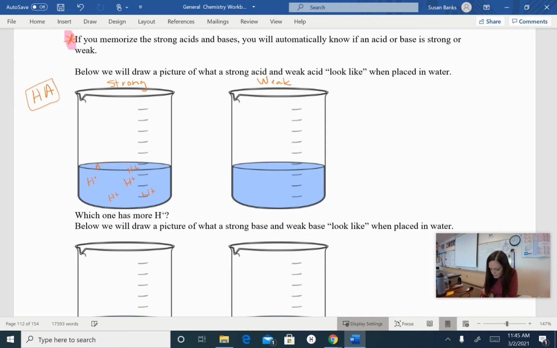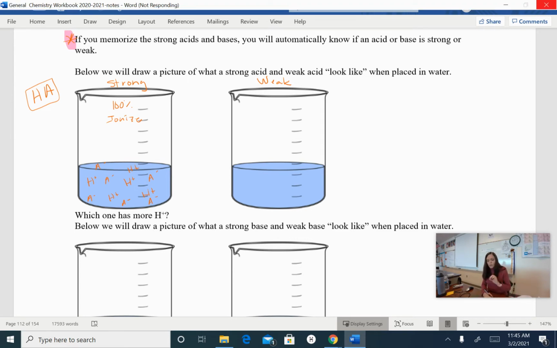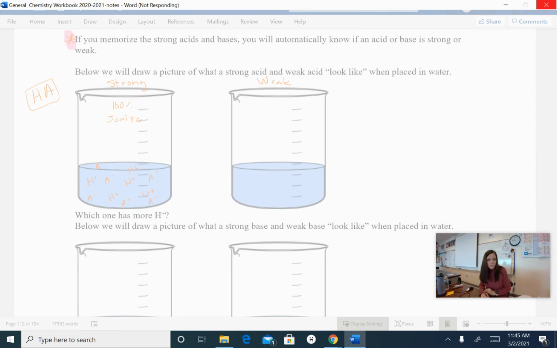And then the nonmetal part is just going to be off by themselves in solution as well. Nothing's going to be attached to anything else. They're all going to be individual ions floating around in that water solution. Okay? That's what strong means. We ionize 100%. Okay? Weak. We do not ionize 100%.